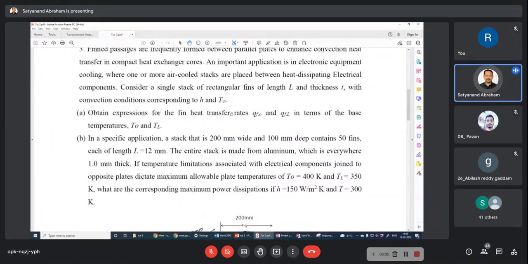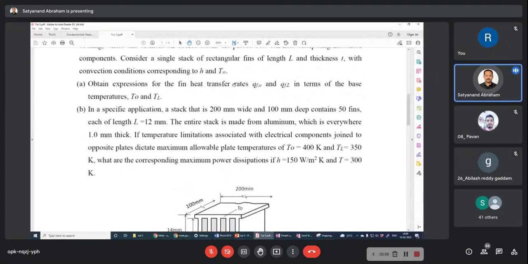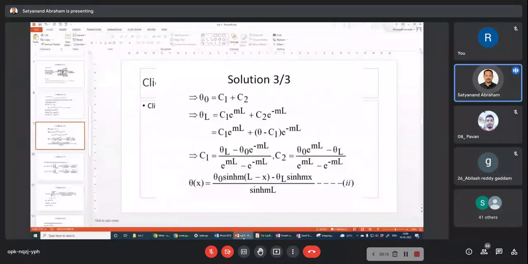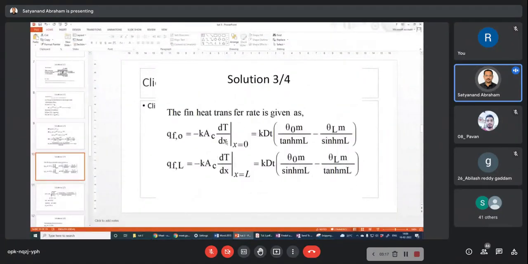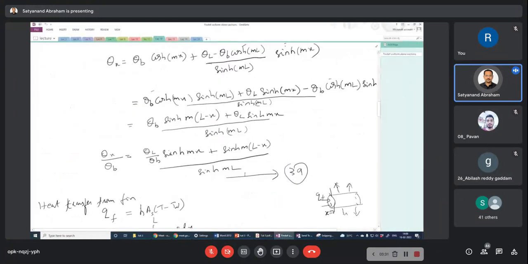Obtain an expression for the fin with this configuration. It is also asked what the heat transfer rates are at Q_f0 and Q_fL. That one is given by the equation Q at x equal to 0 is equal to minus k A_c into dT by dx at x equal to 0. So you have to do the derivation. I think we have done that, right.